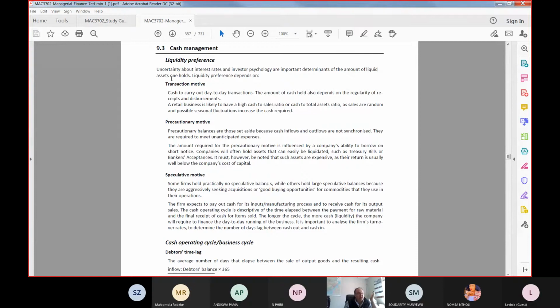That's for transaction purposes. Transaction motive, cash to carry out day-to-day transactions. The amount of cash held depends on the regularity of the receipts and disbursements during the day. This is transaction mode. The precautionary mode is balances set aside for payment.